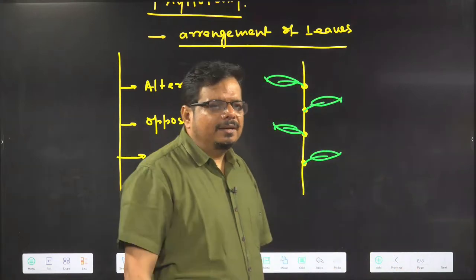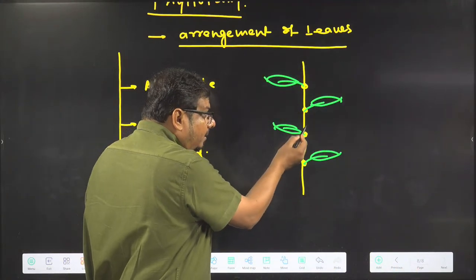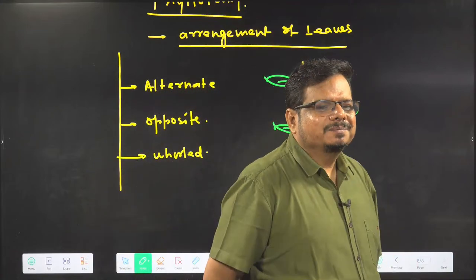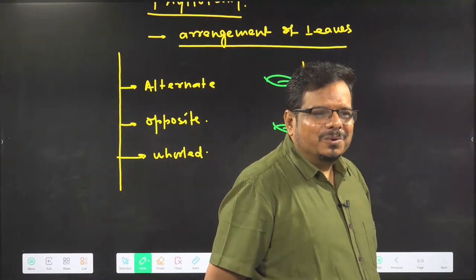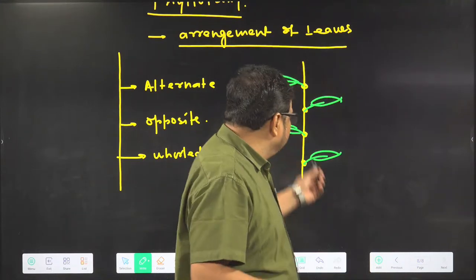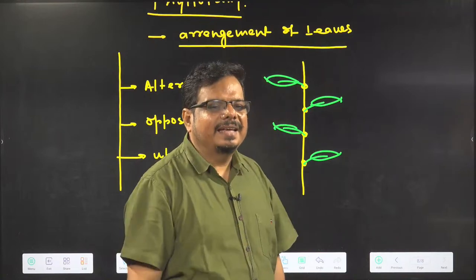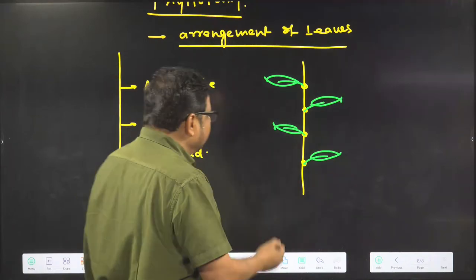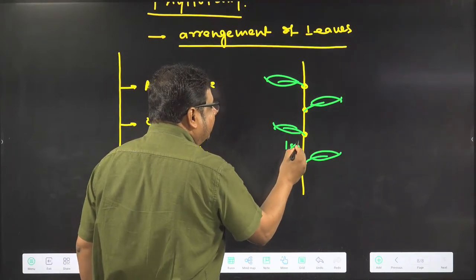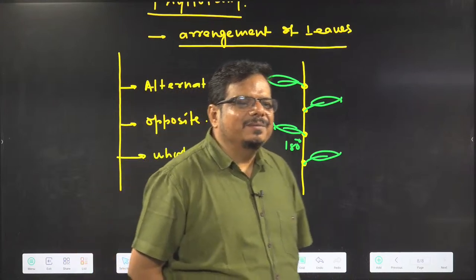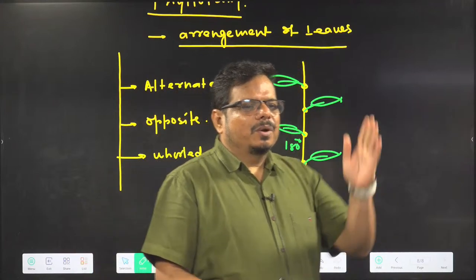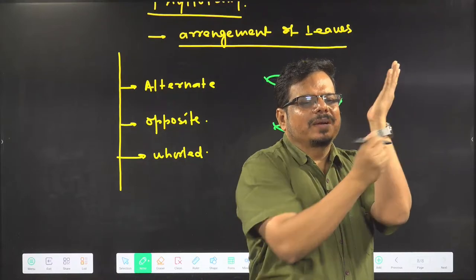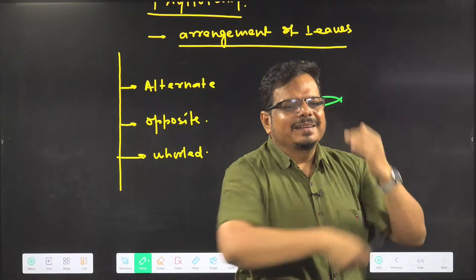Now see, at your standard, how life became easy. When I was a student, we studied many types of alternate based on the angle between the leaves, two successive leaves being present at how many degrees. Now it is not your cup of tea. Getting the thing? Simply, what is the angle between these two? 180 degree angle is there. Only one thing is given in alternate phyllotaxy. From the stem, one in this direction, another in another direction. So what is the angle? 180 degree angle is there.